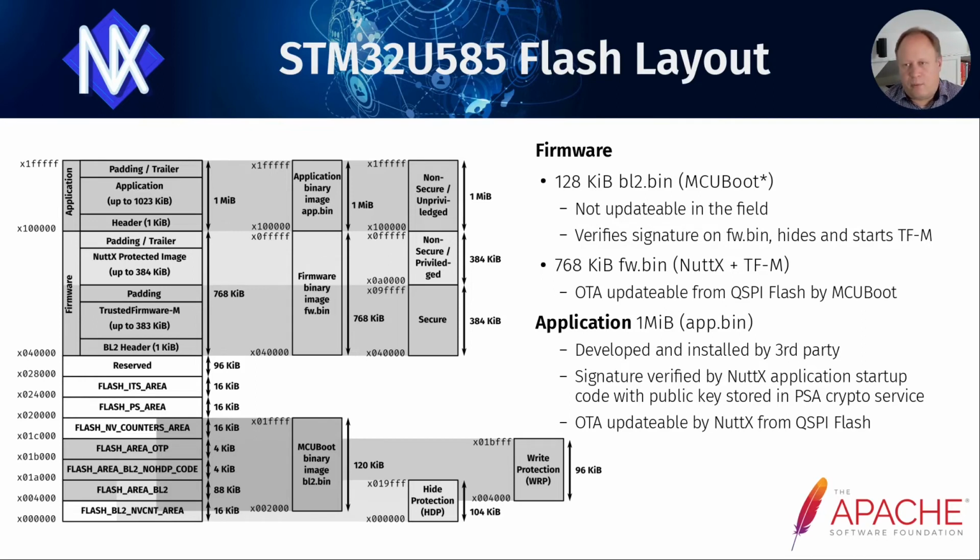Two artifacts are the result of the firmware build process. There is the 768 kilobyte firmware bin binary image that contains the functional firmware code. It is a concatenation of a Trusted Firmware-M image with the NuttX kernel image from a protected mode build. It is installed by programming it at a certain fixed offset into the flash memory. It's here at hex 40,000.